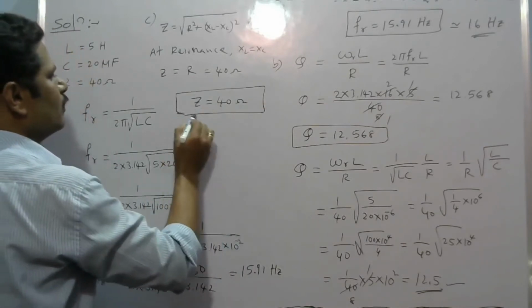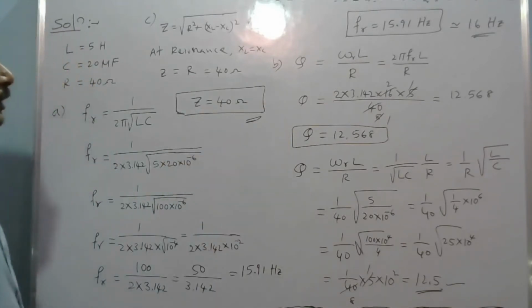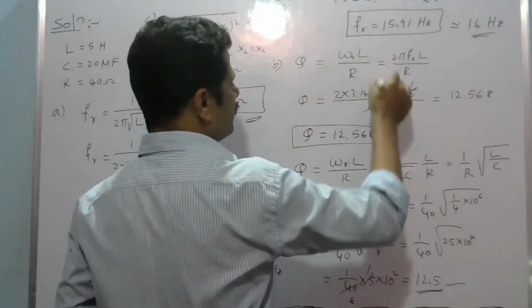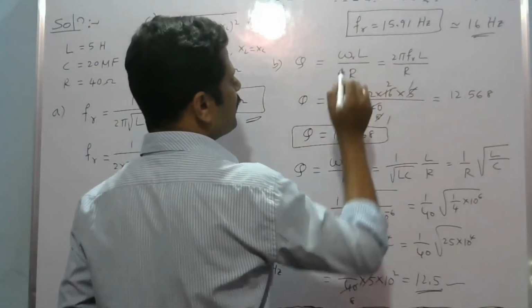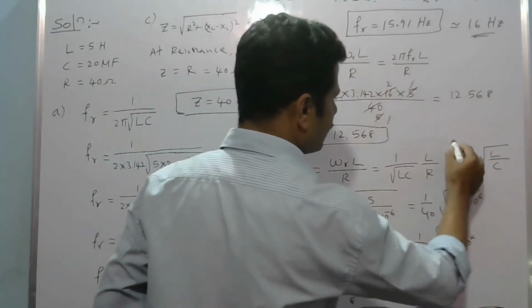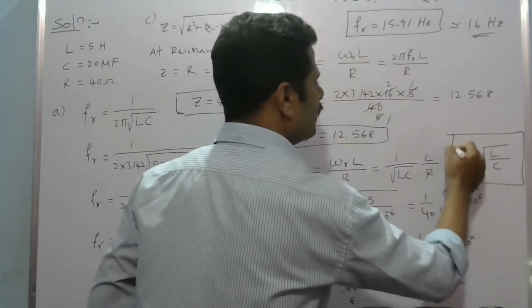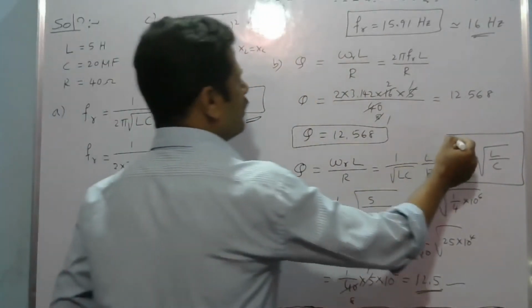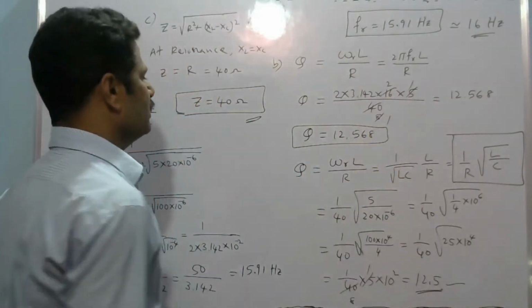In this way, we can solve the problem. At the time of finding the quality factor, either you can follow this method, that is omega R L divided by R, or else we can use Q equals 1 by R into square root of L by C. Either this or this, any one you can follow.